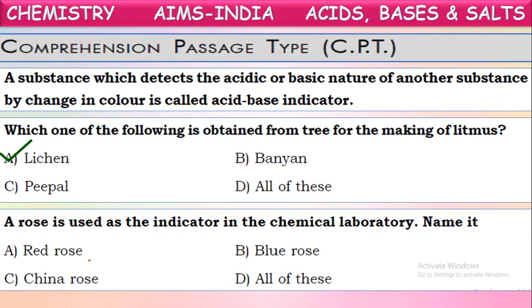A rose is used as an indicator in the chemical laboratory. Name it. Which rose is used in the laboratory as an indicator? Red rose, sorry, it is China rose. China rose is used to detect acids and bases as an indicator in the laboratory. China rose.